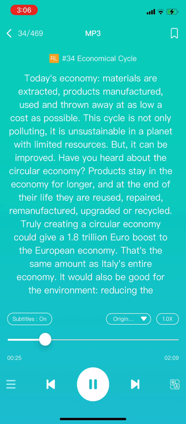Products stay in the economy for longer, and at the end of their life, they are reused, repaired, remanufactured, upgraded, or recycled. Truly creating a circular economy could give a €1.8 trillion boost to the European economy. That's the same amount as Italy's entire economy. It would also be good for the environment, reducing the damaging extraction of raw materials, improving air quality by reducing incineration, and preventing toxic residues leaking into the soil through landfill waste sites.